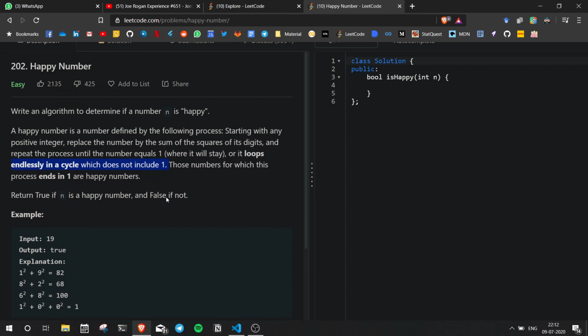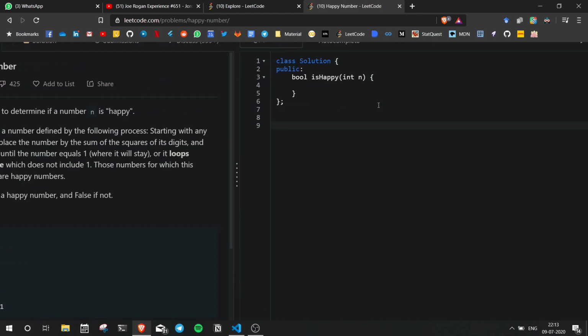So basically, you take a number, you divide it into its constituent digits. If the number is 121, the constituent digits would be 1, 2, and 1. So you do 1 square plus 2 square plus 1 square again, and that will give you 1 plus 4 plus 1, which is 6. And then you take 6 times 6, which will give you 36. And you keep going like that.